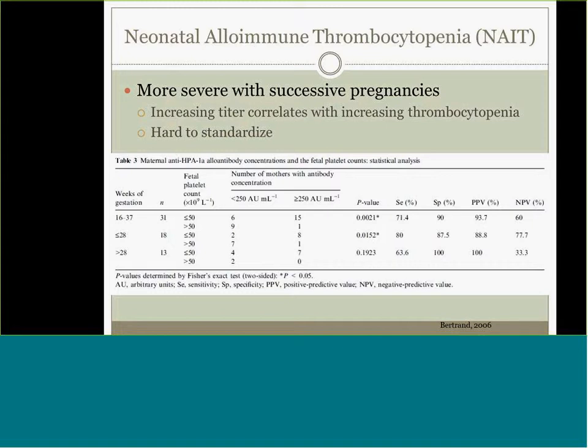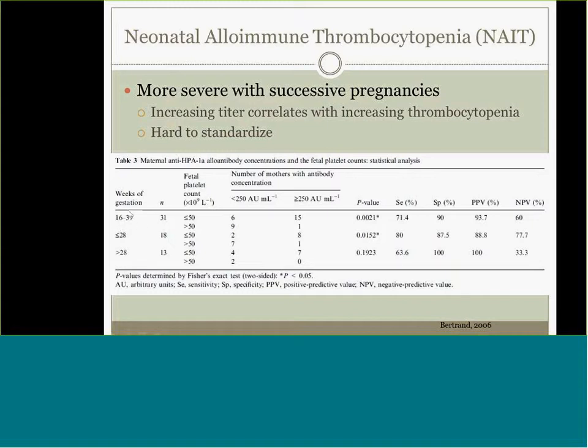We know that you have increasing severity with successive pregnancies, and we know increasing titer of these HPA1A antibodies correlates with increasing thrombocytopenia, but it is something that is very hard to standardize. And we'll talk a little bit in a minute about the testing. But you can see the study where they set an arbitrary cutoff. They literally made it 250 arbitrary units because of the way that they were doing this testing.